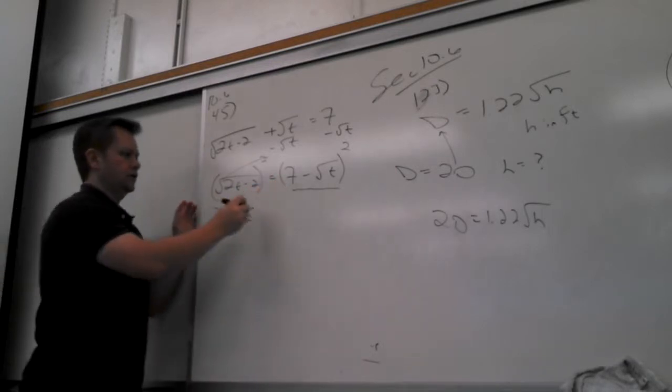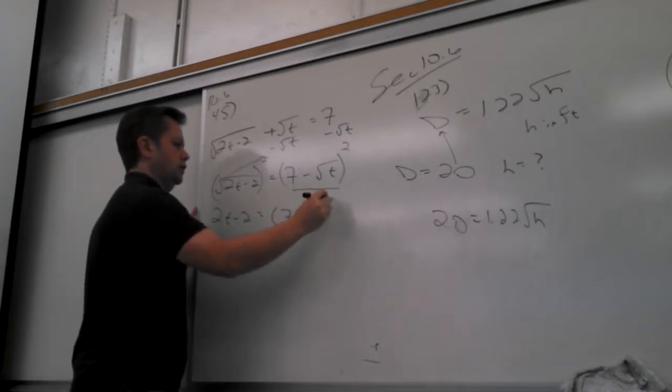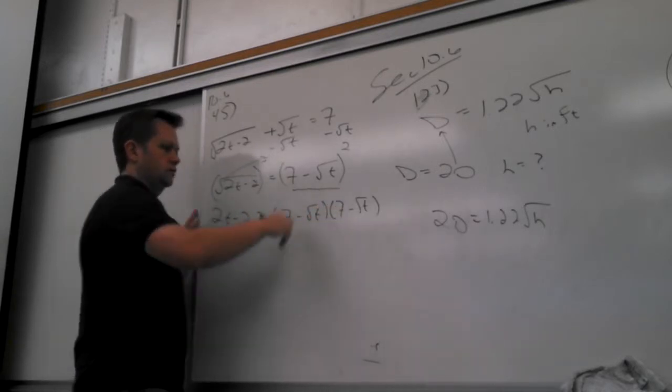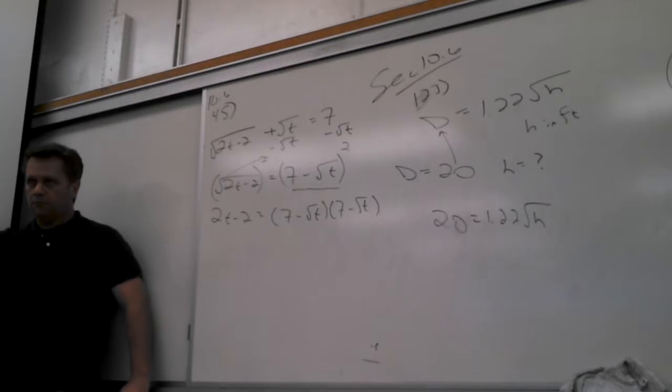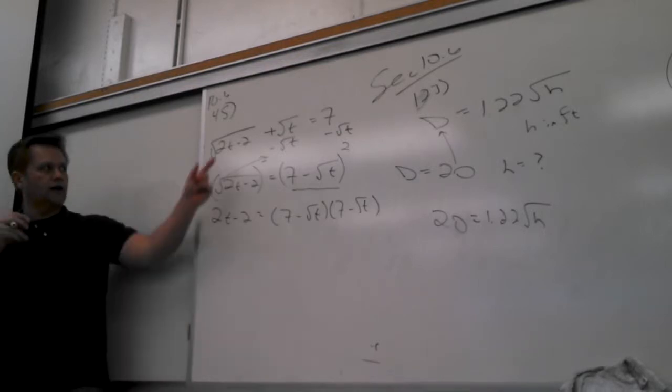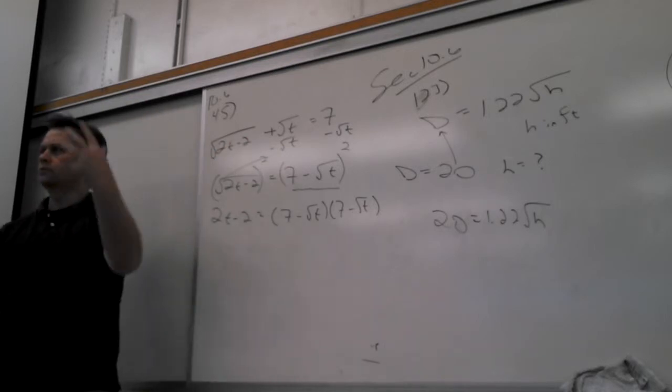How do you FOIL this? You write it twice so you don't forget anybody. Now you just FOIL it. Then what's going to happen? In the middle term, you're going to still have a radical. You're going to want to get it by itself and then square again. So it should make sense. If I have two radicals, I'm going to have to square twice more than likely.